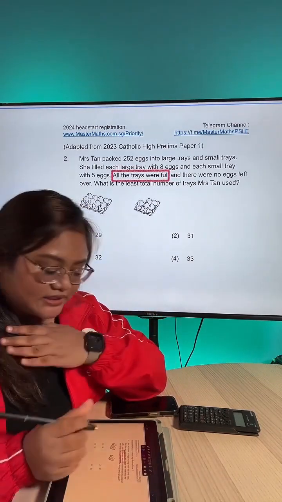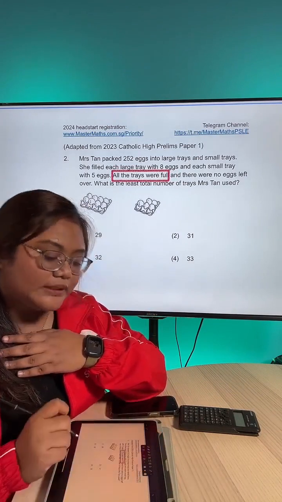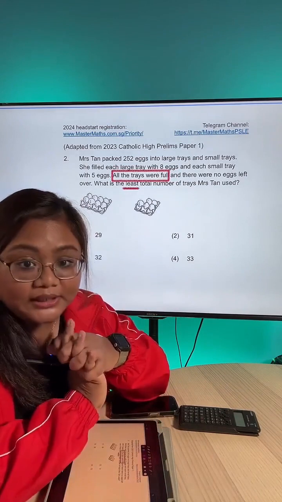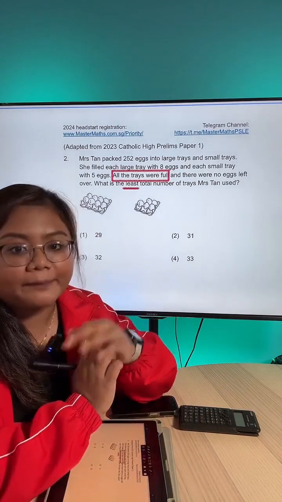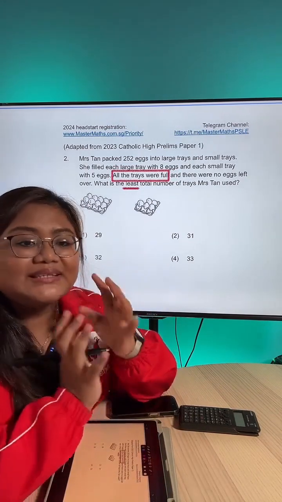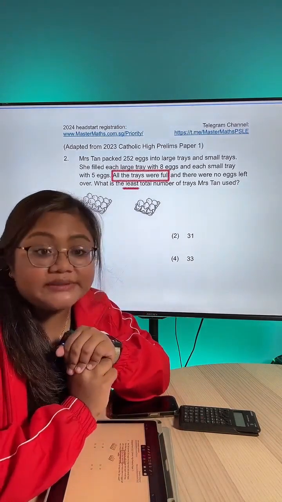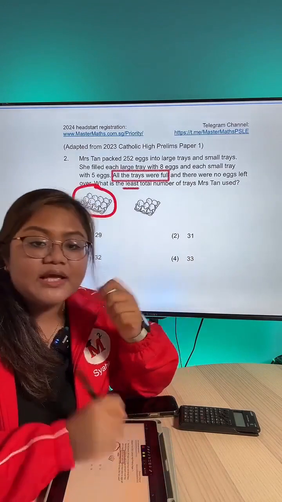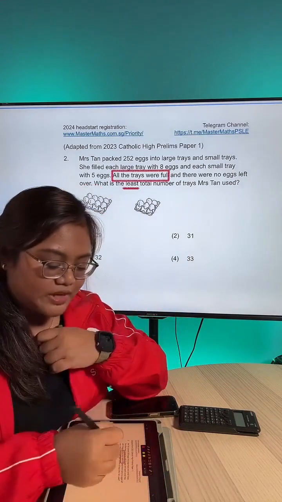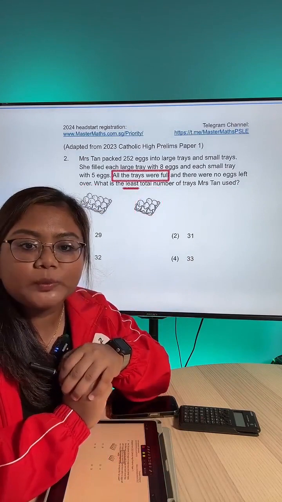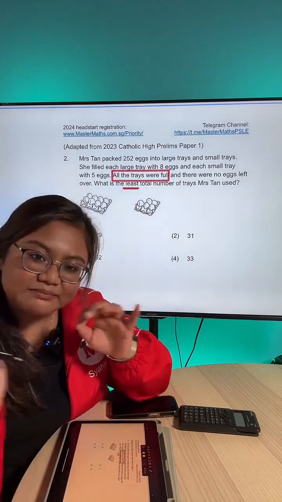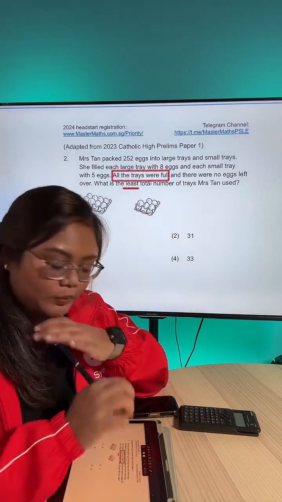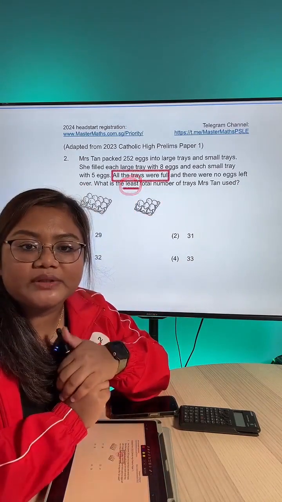The question is asking us for the least total number of trays that she used. Since we want the least total number, let's break it down part by part, okay? Can you tell me, do I want to fit everything into as many of the bigger tray or as many of the smaller tray as possible? What do we think? If we want the least total number, what do we think?